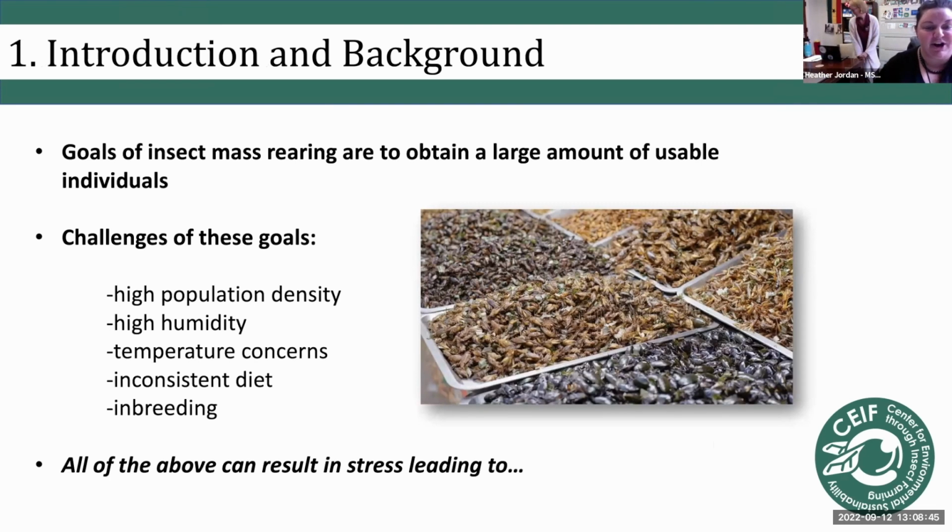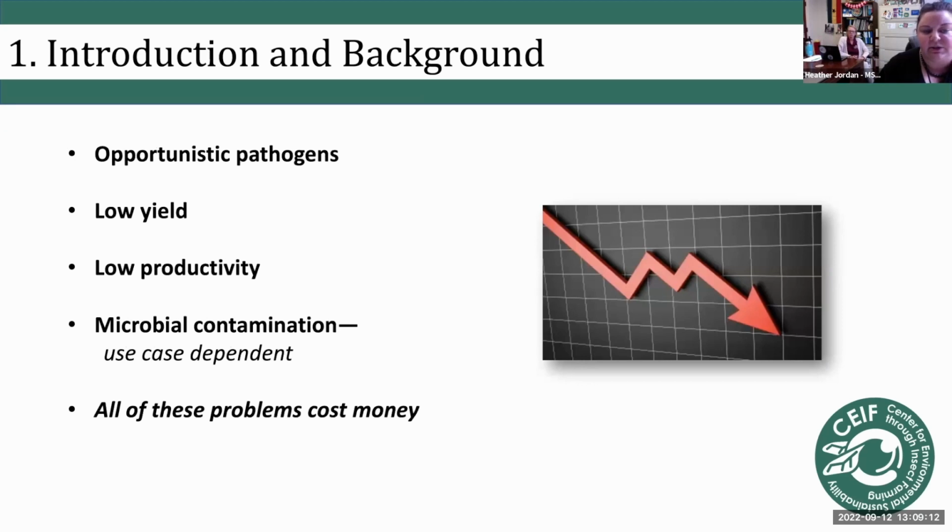Okay, so to start off with our introduction and background, the goals of insect mass rearing are to obtain large amounts of usable individuals. This could be for food and feed, it could be for scientific study. The challenges of these goals are raising in a high population density, raising in high humidity, temperature concerns, inconsistent diet, inbreeding, and all of the above can result in stress in the insects. And stress leads to opportunistic pathogens, low yield, low productivity, microbial contamination, use case dependent, and all of these problems cost the industry money.